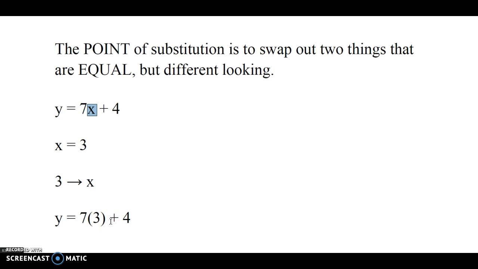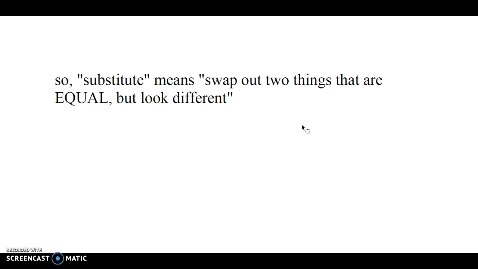That's the end goal. But the point of just substitution is to do that one thing, just that one step. We say, every time I see an x, I'm going to put in a 3. I'm going to substitute in a 3 for this x character. And that's what we're doing, right? So, substitute means swap out two things that are equal, but they look different. Basically, one goes in for the other, and one takes the place of the other. Like a substitute teacher is just that kind of thing. One is just getting swapped out for the other one. And let's practice.